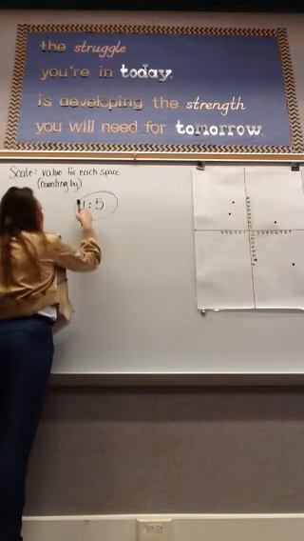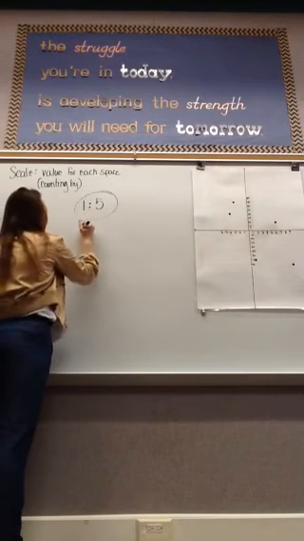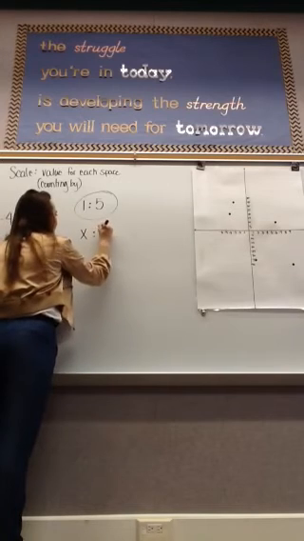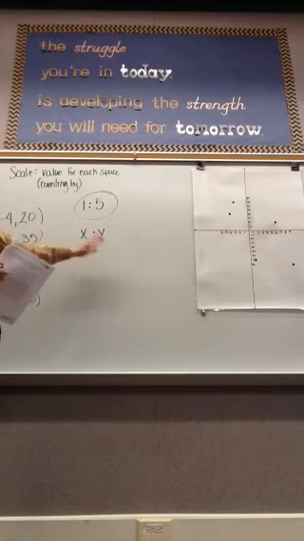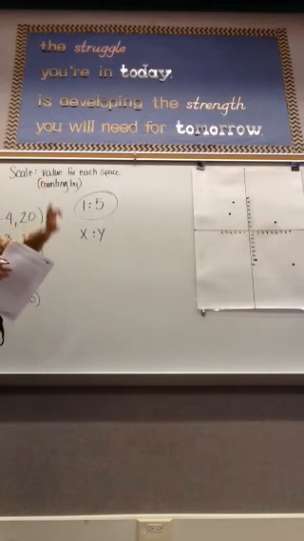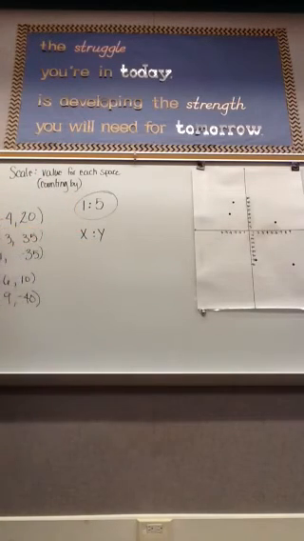Our scales stay in the same order as our coordinates: the scale for the x-axis and the scale for the y-axis. Always in that order, because a ratio is an ordered set of numbers just like our ordered pair. X, then y. It always stays in that order.